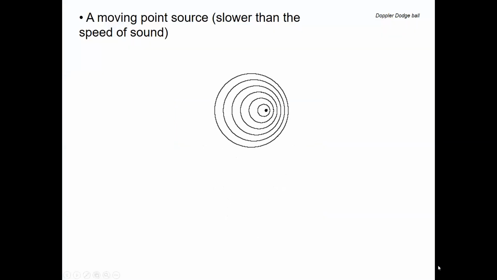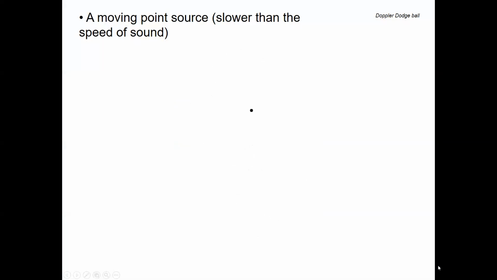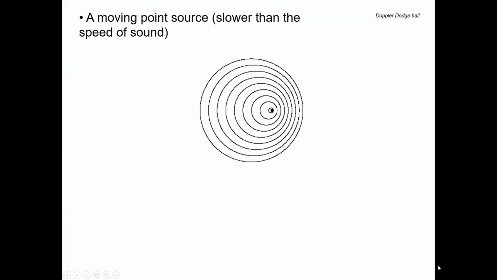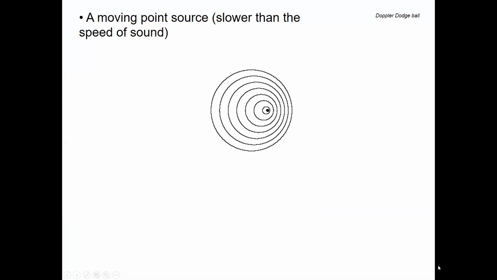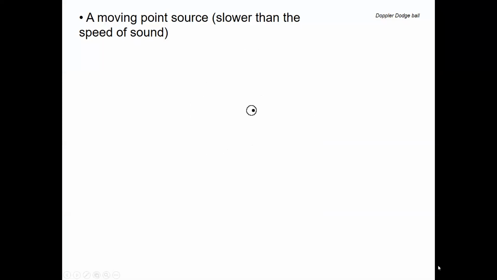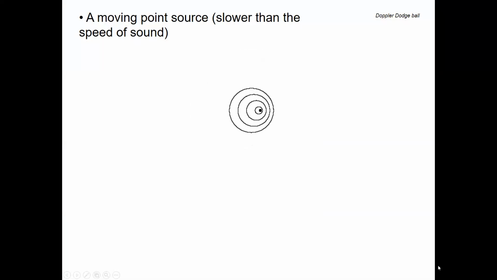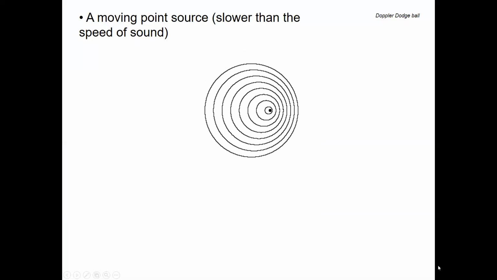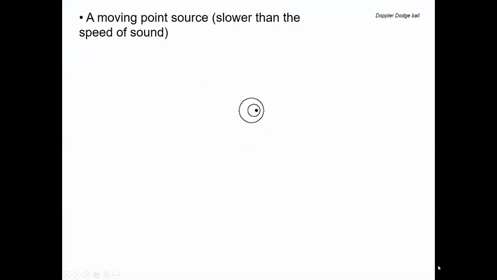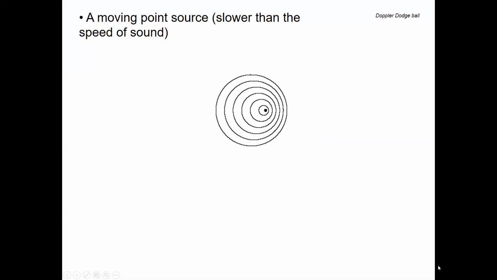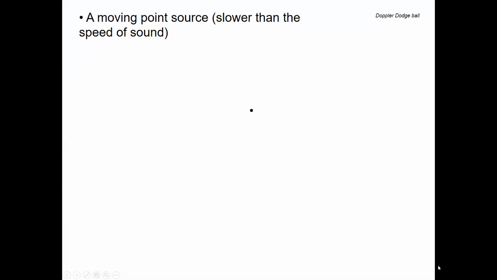So if we have a moving point source, moving slower than the speed of sound, we'll talk about that in a little bit, notice that as that object moves from left to right, the wave front to the right of that object is being compressed or squished together, and the wave front to the left of that object is further apart.